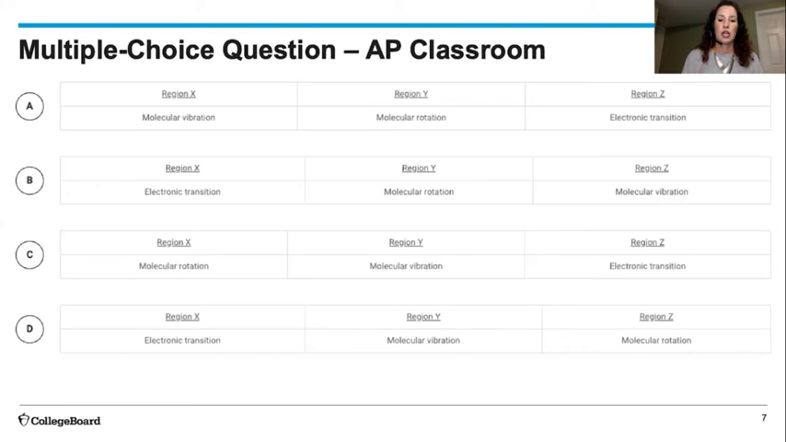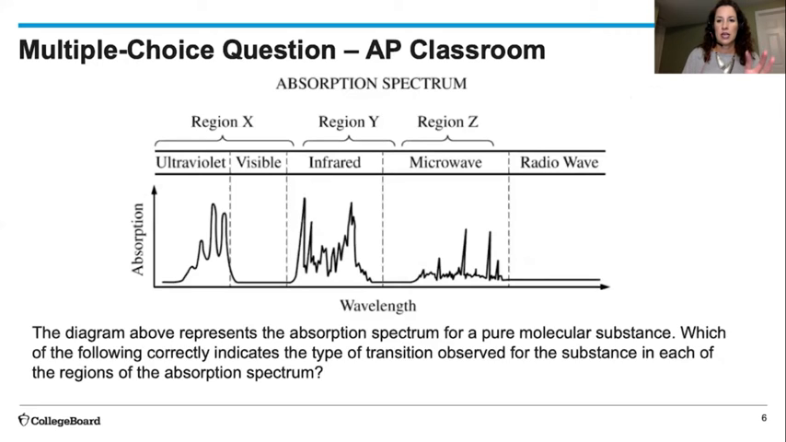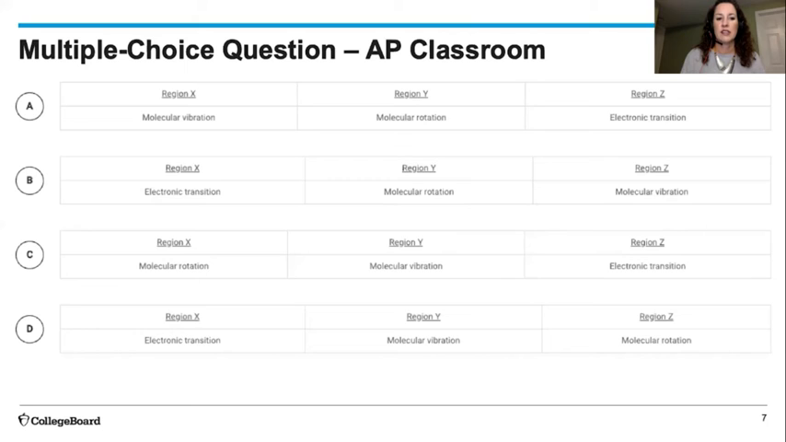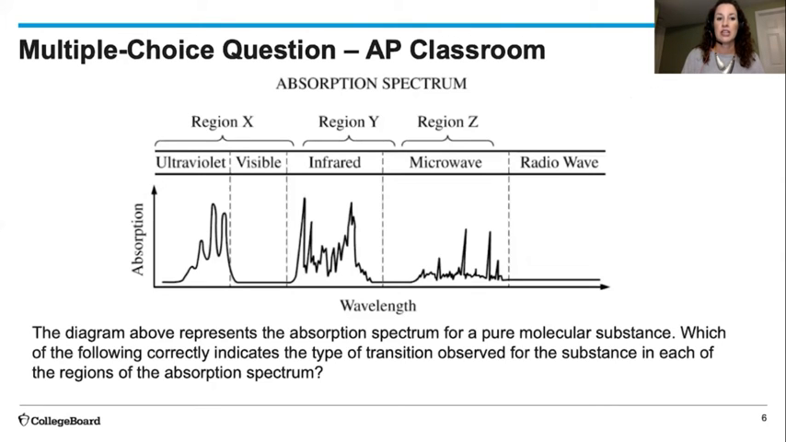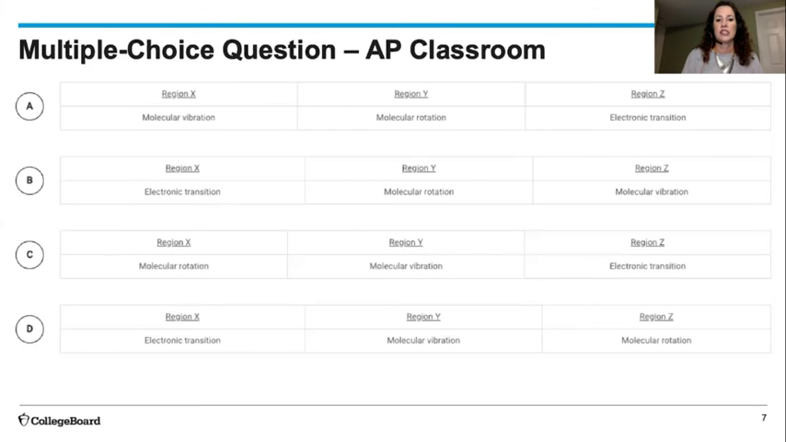So if I go back and look at my spectrum here, and then compare that to my answer choices, I notice that region X, with the electronic transition, matches my ultraviolet and visible. I notice that I have region Y with my molecular vibration, which is going to match my infrared, and my region Z, which is going to match my microwave with the molecular rotation. So my best answer choice here is going to be D.